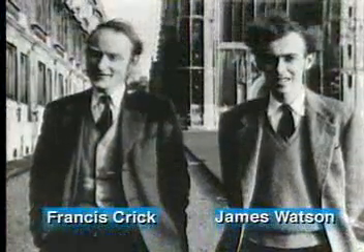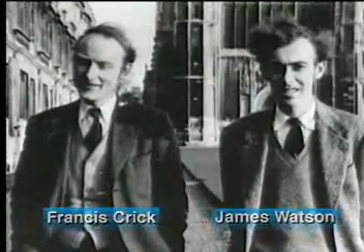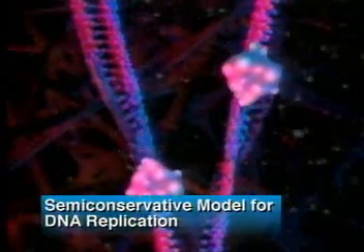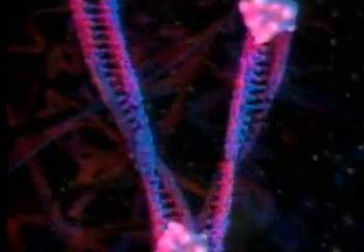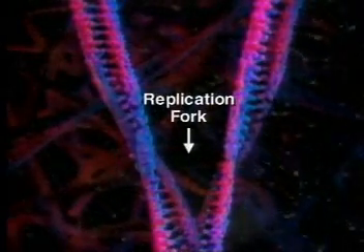James Watson and Francis Crick proposed the semi-conservative model for DNA replication. They predicted that when a double helix replicates, each of the 2 daughter molecules will have one old or conserved strand from the parent molecule and one newly created strand.